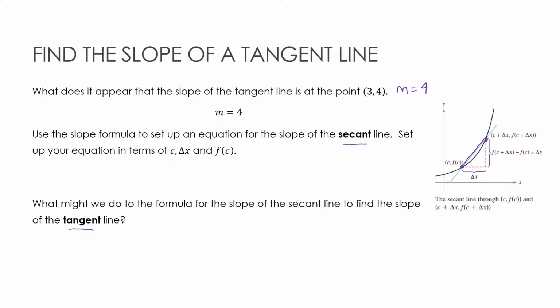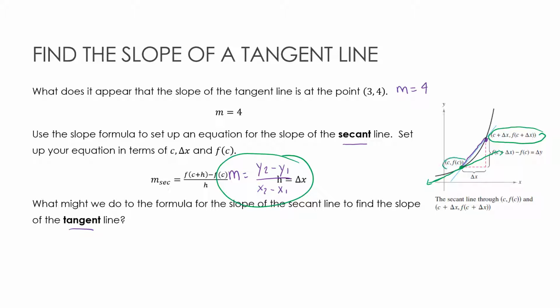That's important. It's also important to remember that we were finding slope using the slope formula. And again, the tangent line is the line that would just touch that point and then continue going. So how might we find the formula for the slope of the tangent line? We're going to start by taking this formula and changing it using this notation.